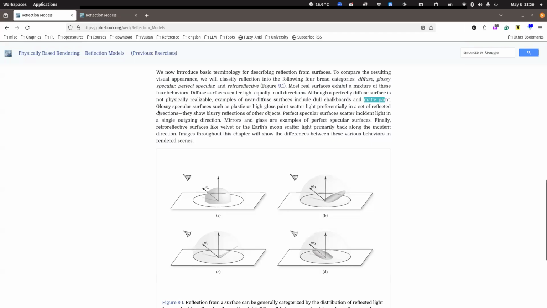Glossy specular surfaces such as plastic or high-gloss paint scatter light preferentially in a set of reflected directions. They blur the reflection of other objects. So it's much more concentrated.